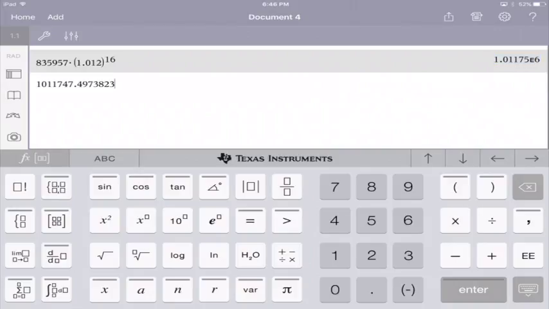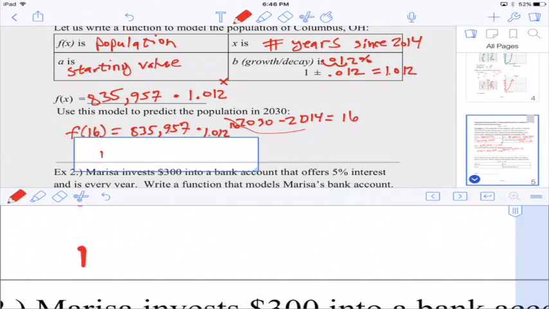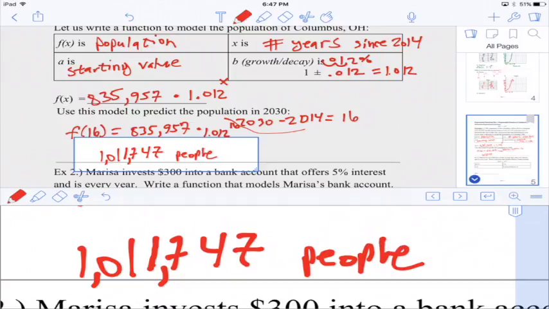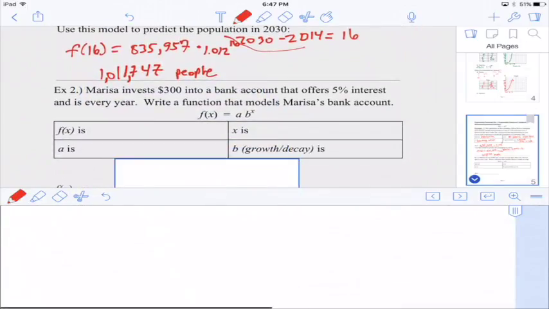The population grew. This is it. And I'm going to round it. So now we're at 1,011,747 people. There's my answer. Now, I'm not going to try and give you ones that are that crazy, but you need to be able to use your calculator.